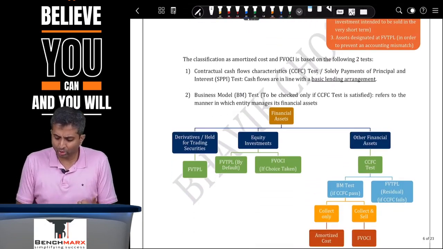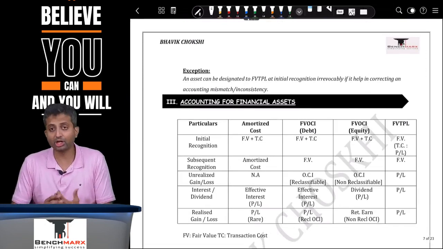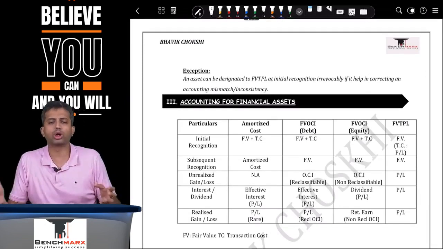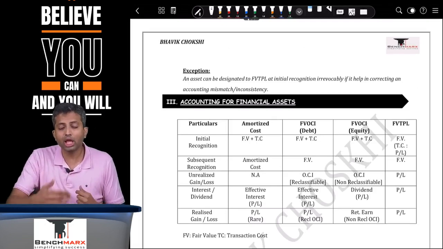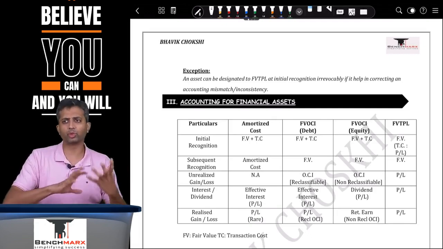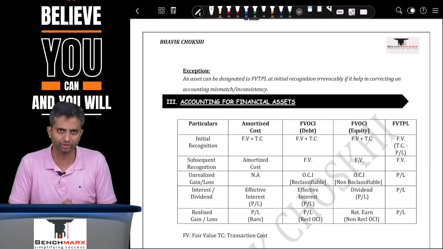Okay, that is about the classification of financial assets. Then you go to the accounting. Now this is the heart of the standard. How will you account for each of these instruments? Accounting meaning, how will you account for it initially? How will you account for it subsequently? How will the incomes be recorded? How will the expenses be recorded? How will the gains or losses be recorded?